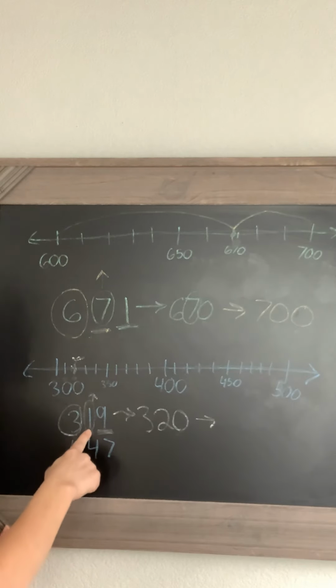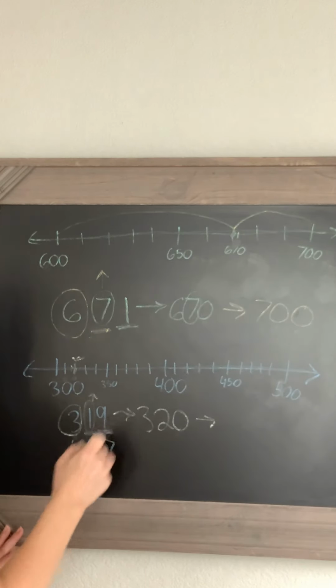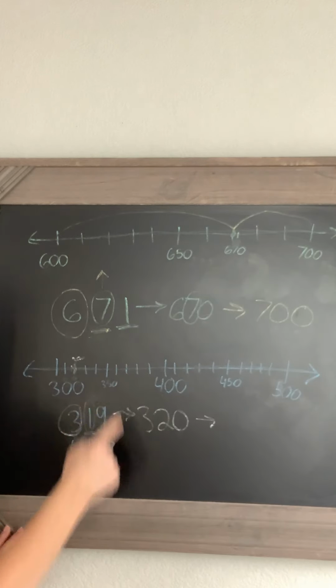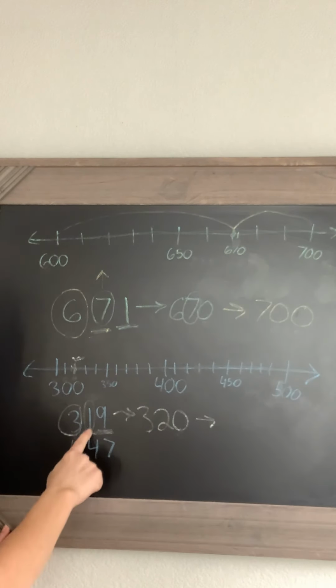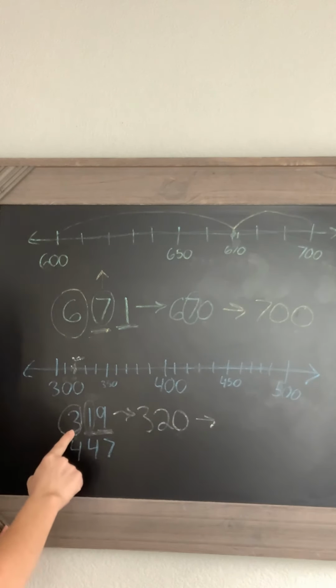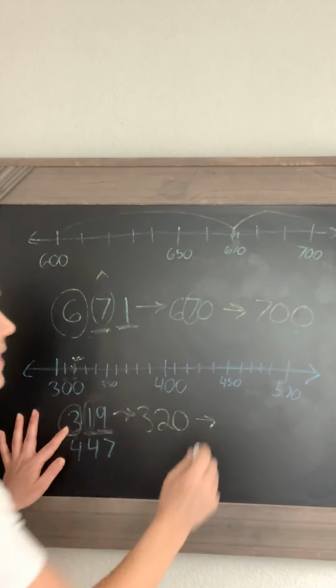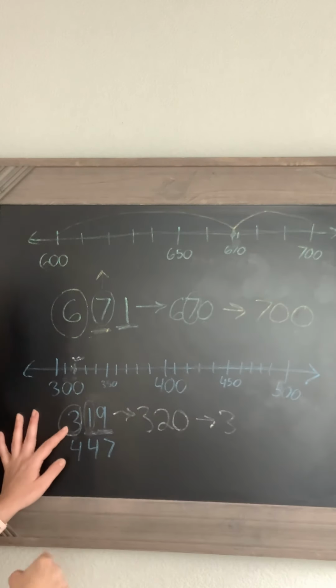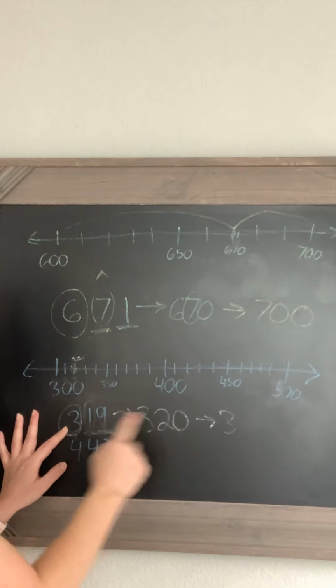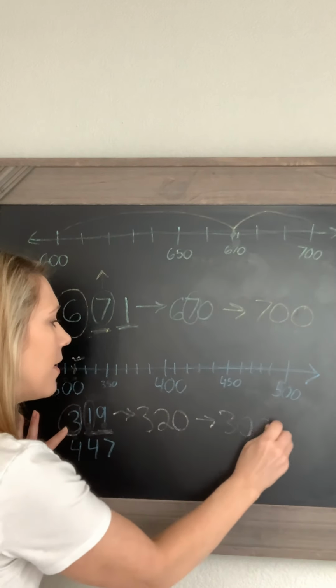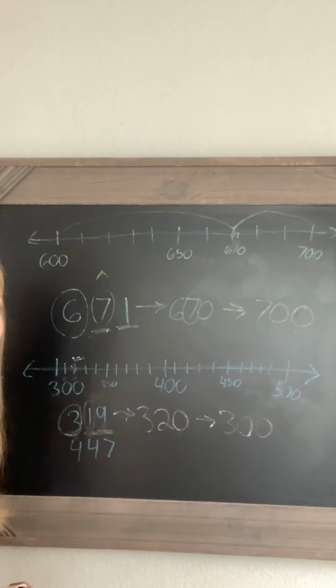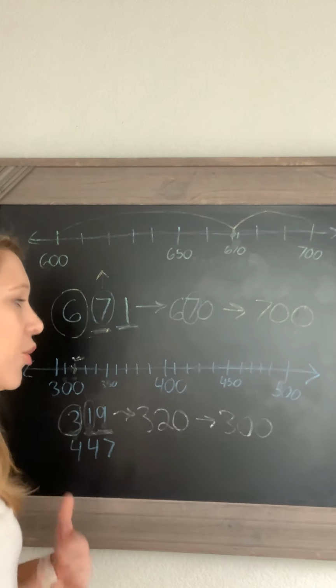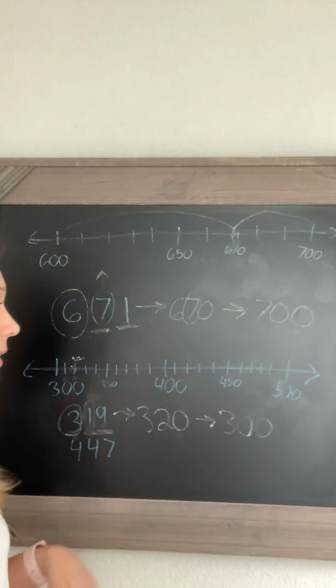I look next door at my tens place, there's a 1. 5 or more, raise a score, 4 or less, let it rest. That's a 1, so I have to let this 3 rest. When it rests, it stays the same. So 3, and these 2 digits after it just turn into zeros. Because again, when we're rounding to the nearest 100, you have to have a 100 answer, 100, 200, 300, etc.